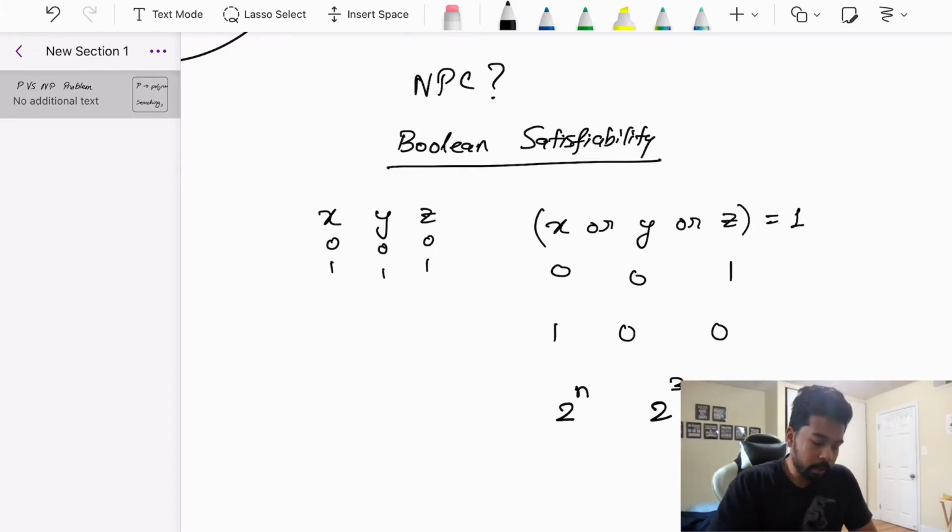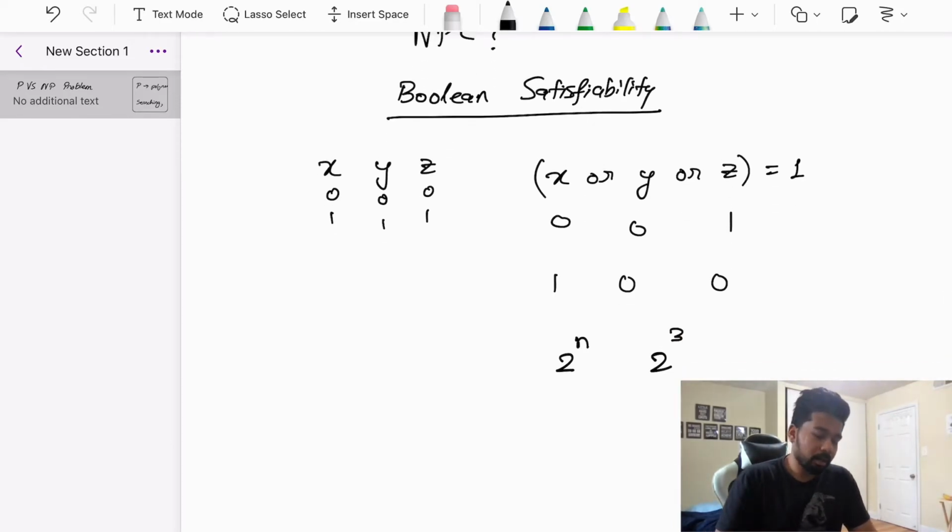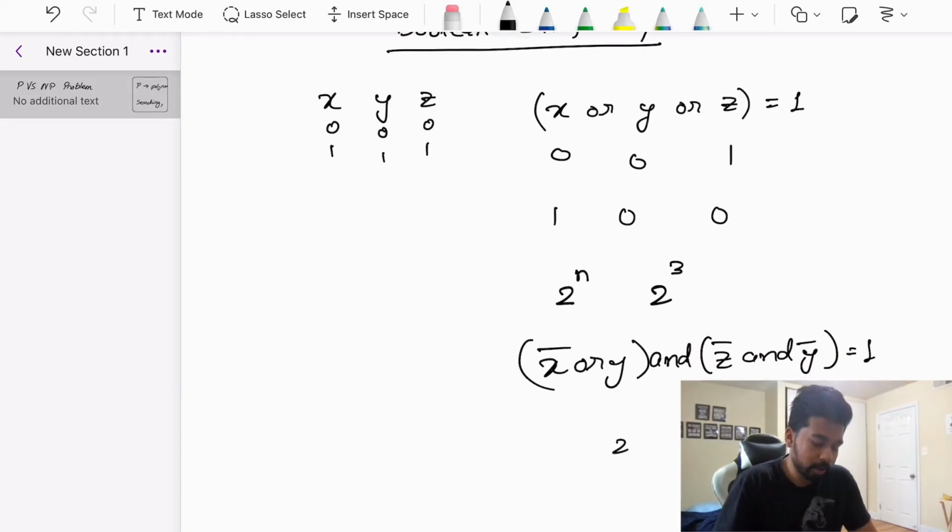This is a super simple problem, but I could make a big, convoluted condition with x not or y and z not and y not, whatever. And then if I make that equal to 1, it takes longer to find the solution. So essentially you're looking at 2 to the power n solutions. So we know that the solution to this problem is exponential time. It takes 2 to the power n.